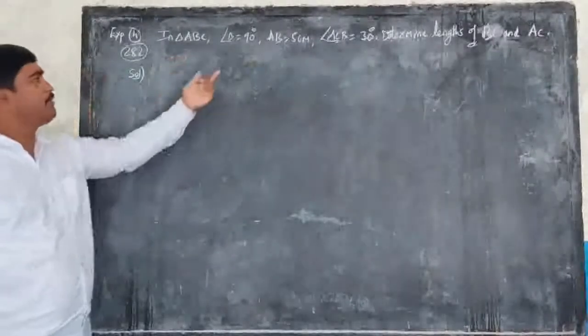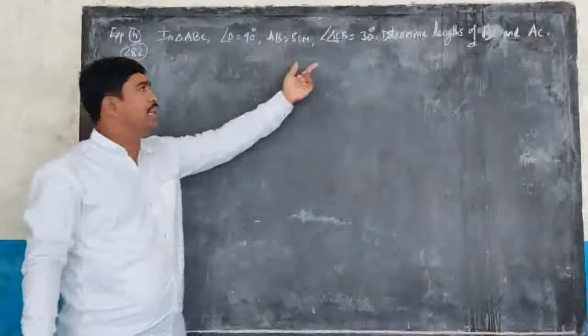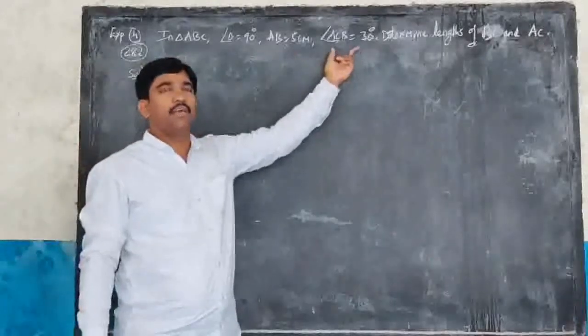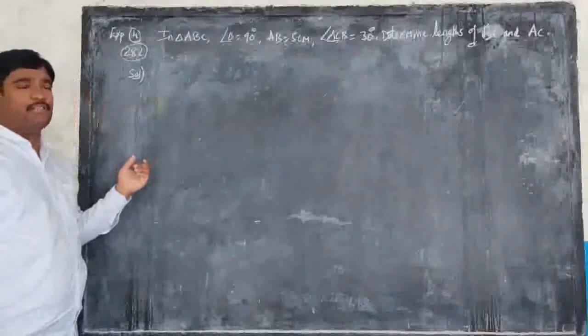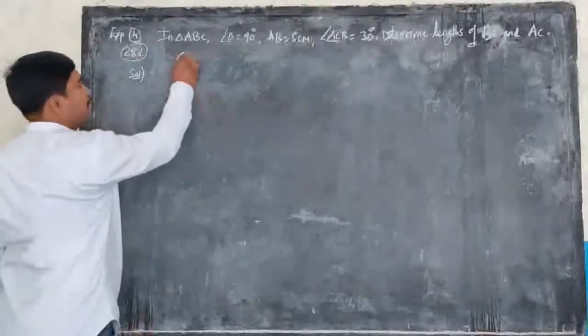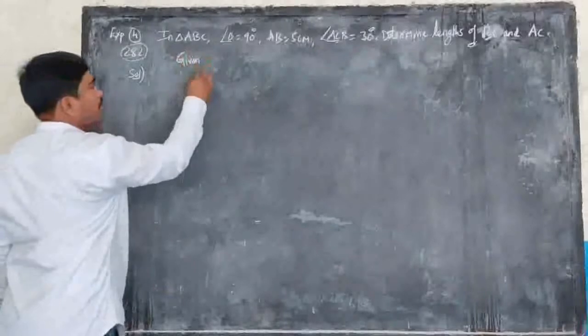Now, if you observe here, one length is given as well as one angle is given. Now, we will use the concept of trigonometric ratios of angles. First I write the given. What is the given?